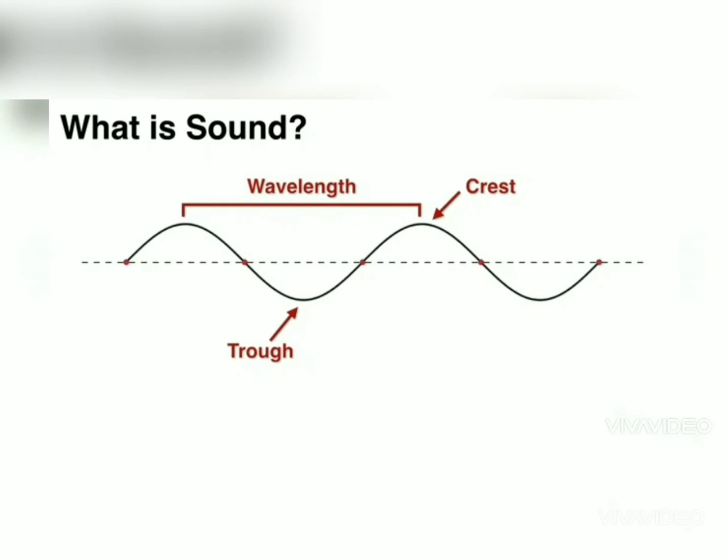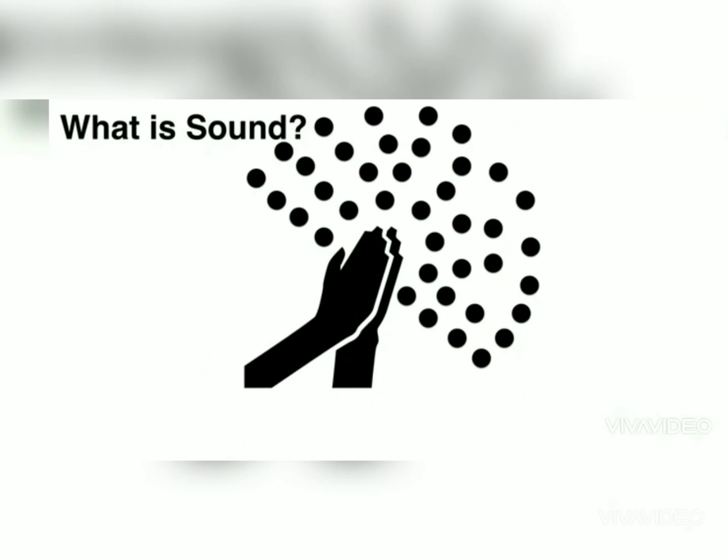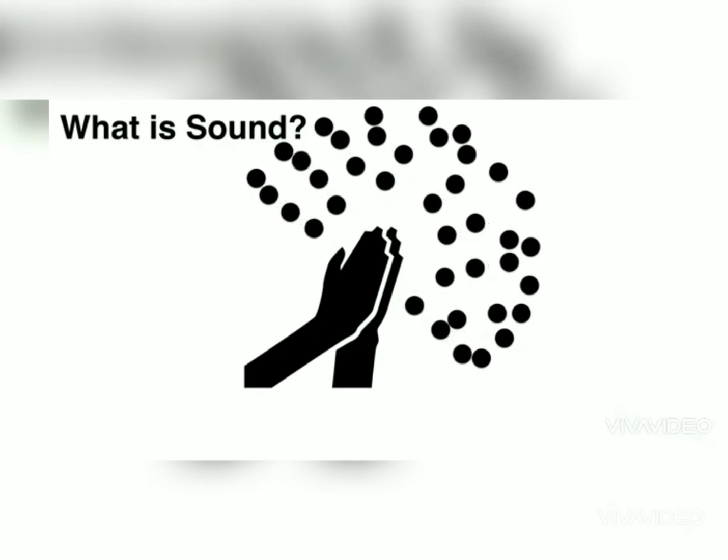The distance between two crests is called the wavelength, and the displacement of the wave from its mean position is called the amplitude. Thus, we can hear sound when vibrations are produced, and the number of vibrations per second is the frequency. The speed of sound can be calculated as wavelength into frequency. When we clap our hands in a quiet room, we disturb the air, which causes the air to ripple away and causes the upward and downward formation of waves.